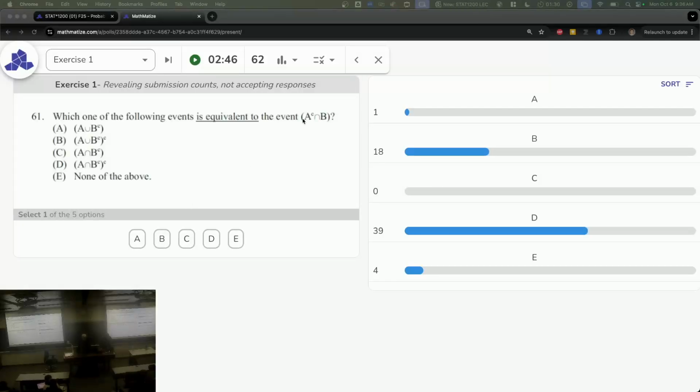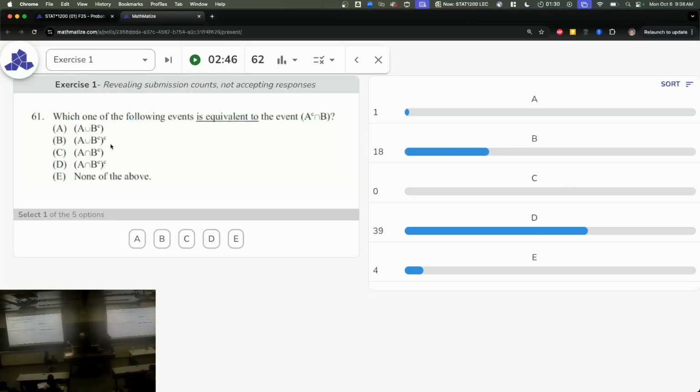Okay, so we're doing A complement intersect B, and then we're going to turn it into either B or D, the popular answers, which both have a big complement on the outside. So the question is, can you write something that doesn't have a complement in terms of something that does have a complement? So it is either B or D, but which one is it? Is it the one with the union, or is it the one with the intersection? And it seems like most people picked the intersection, which is D.